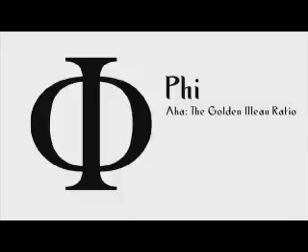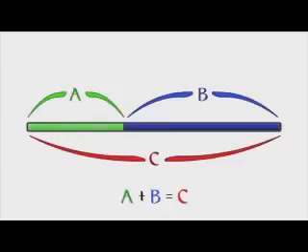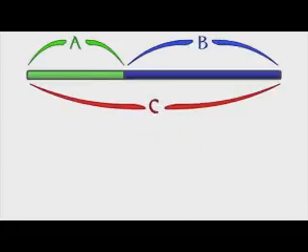Phi, also known as the golden ratio, or golden mean, is a very simple relationship. If you had a rod and were going to put a mark on it, only two places would mark the phi ratio, which is here or here. The length of A plus B is equal to the length of C. This ratio is 1.6180339 and continues on forever.